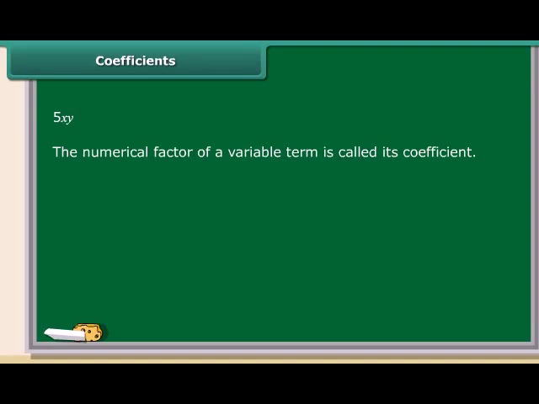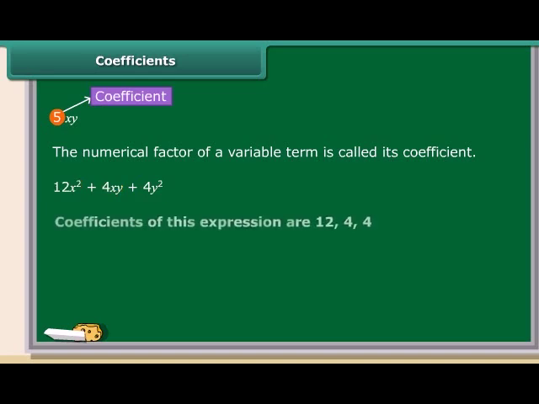The numerical factor of a variable term is called its coefficient. See, in the term 5xy, 5 is the coefficient of the whole term. Let us take this expression, 12x squared plus 4xy plus 4y squared. It has 3 terms and 12, 4, 4 are the coefficients of the terms.